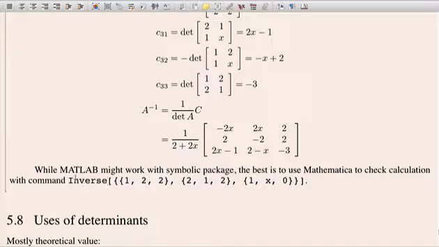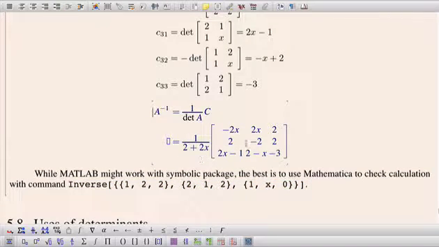So for example, this command gives you this formula for the inverse. And you can also see from here that of course 2 plus 2x shouldn't be 0, because the 0 denominator doesn't make sense.